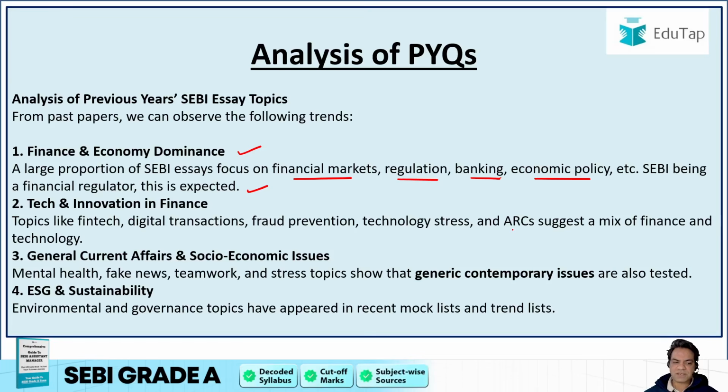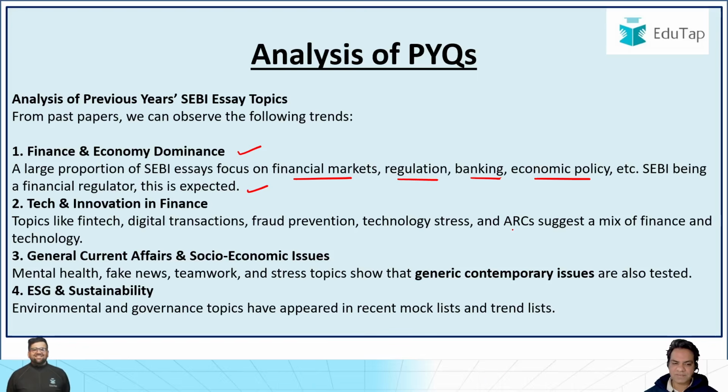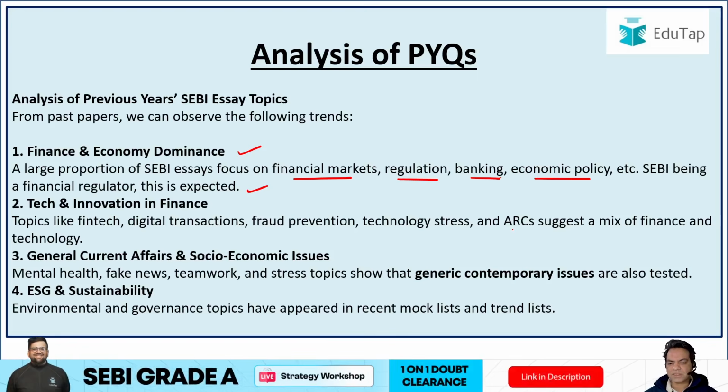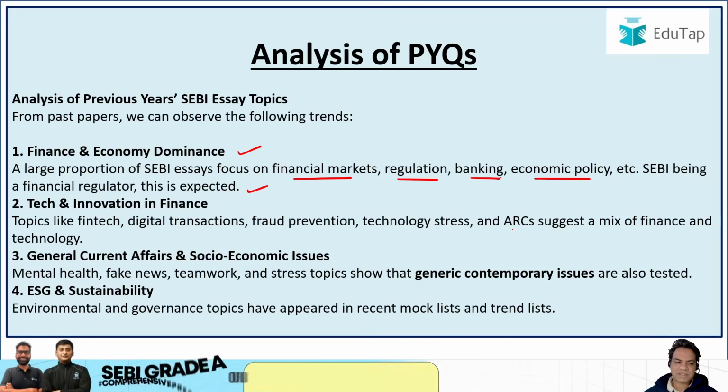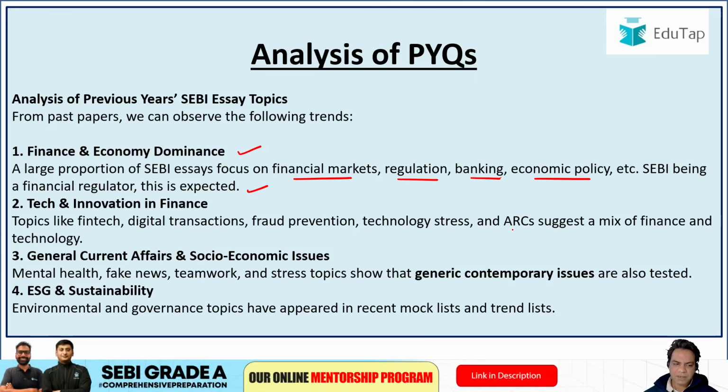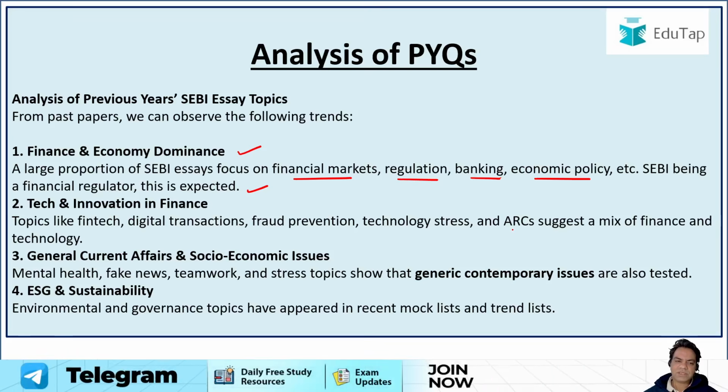Third vertical is general current affairs and socio-economic issues, which are very frequently asked, like mental health, fake news, teamwork, stress. These topics show that generic contemporary issues are also tested in the exam. And fourth, last but not the least, ESG and sustainability. Environmental and governance topics have appeared in recent exams. So these are the four verticals that you should definitely look into, and use AI to predict what could be tentative or expected topics for this year, and you can work according to those topics.